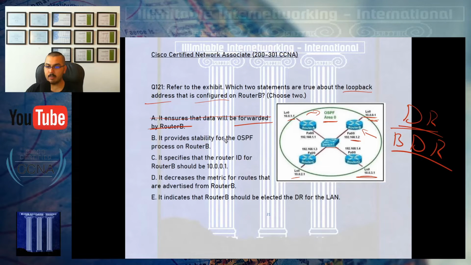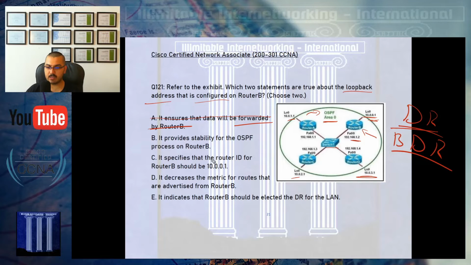It provides stability for the OSPF process on router B. Stability means that whenever ports are lost and the destination was the loopback, then any remaining up port will operate and continue receiving the packets to this loopback. So this might be correct. Let me leave it for a minute.